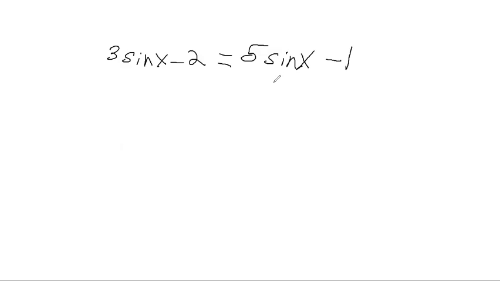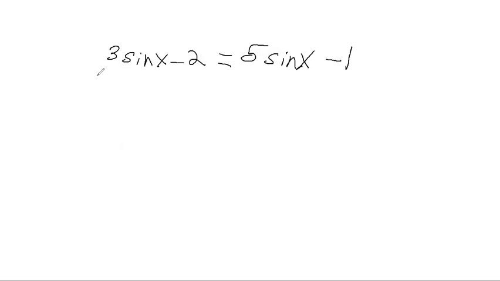Okay, so we're going to be talking about trigonometric equations. Trigonometric equations are equations with trigonometric terms in them. So, for example, I have an equation like 3 sine of x minus 2 equals 5 sine of x minus 1. I want to get all the sine terms to one side.